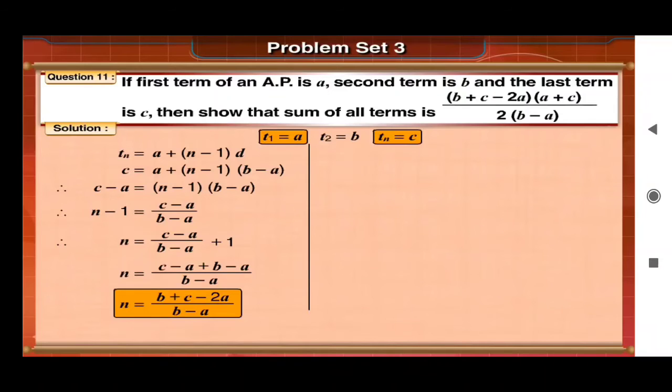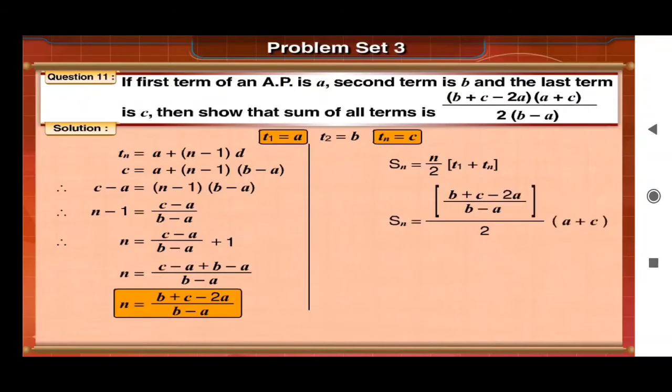Sn. Sn is equal to n upon 2 into t1 plus tn. Sn is equal to b plus c minus 2a, the whole upon b minus a upon 2 into a plus c. Therefore, Sn is equal to b plus c minus 2a into a plus c, the whole upon 2 into b minus a.